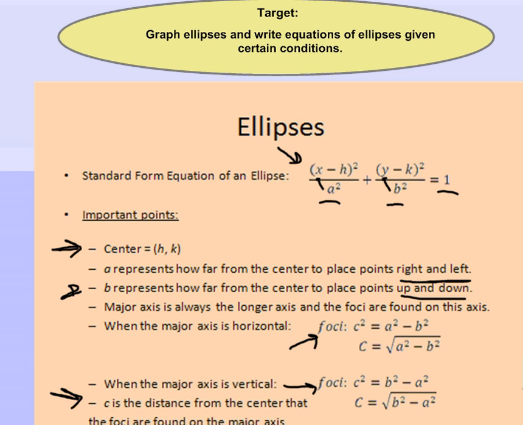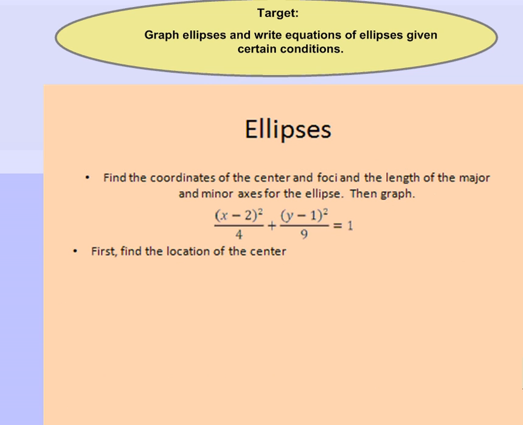And again, c is the distance away from the center that the foci are found. Let's see this in use. We're going to start with an ellipse that is in good standard form for us. We're going to find the center, the foci, and the length of the major and minor axis. We will also graph it. We're going to do this basically all at once.